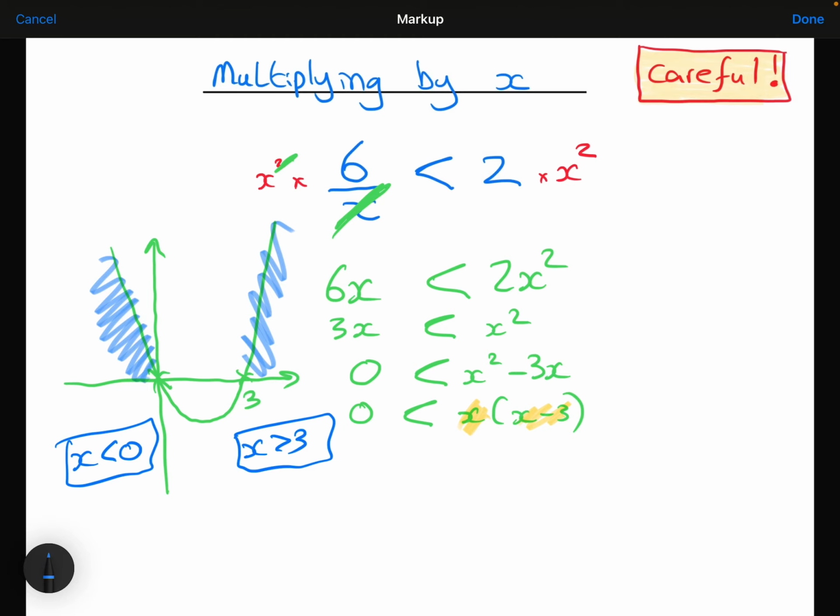So quite a few things there to be careful about in this topic. Remember, if you're multiplying or dividing both sides of an inequality by a negative, you need to flip the direction. If you are solving a quadratic inequality, you have to draw a sketch. If you are combining inequalities together, draw a number line. And if you're multiplying both sides of an inequality by x, do x squared instead, because that way you know it's positive.